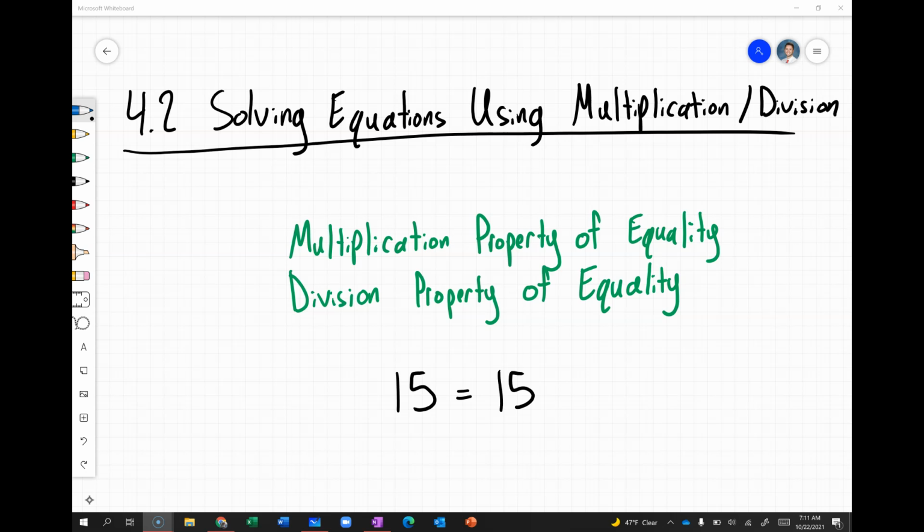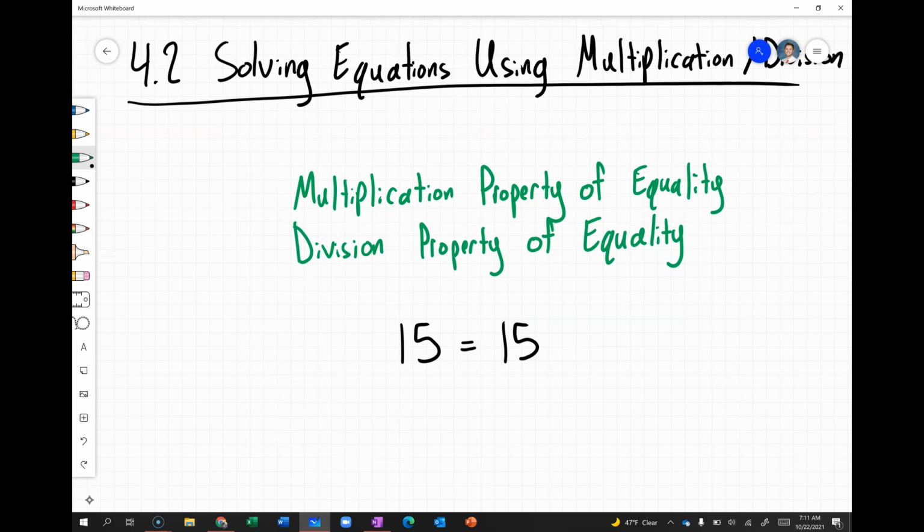And the division property of equality says that if you divide both sides of an equation by the same value, those two sides of the equation remain equivalent. So for example, 15 equals 15, obviously. Now if we were to multiply both of these by 2, we know that 15 times 2 is 30, and 15 times 2 is 30, so these remain equal.